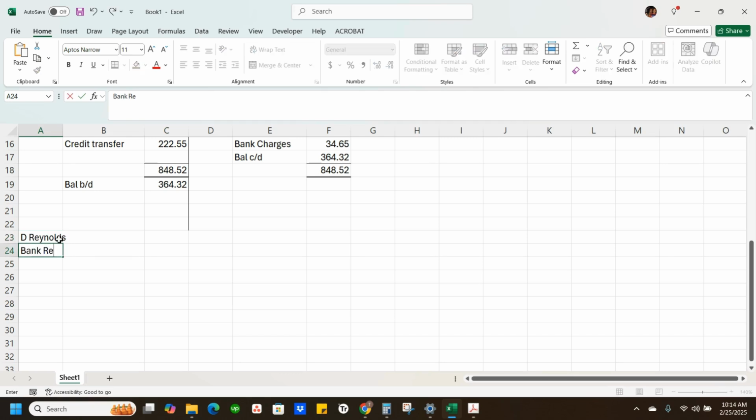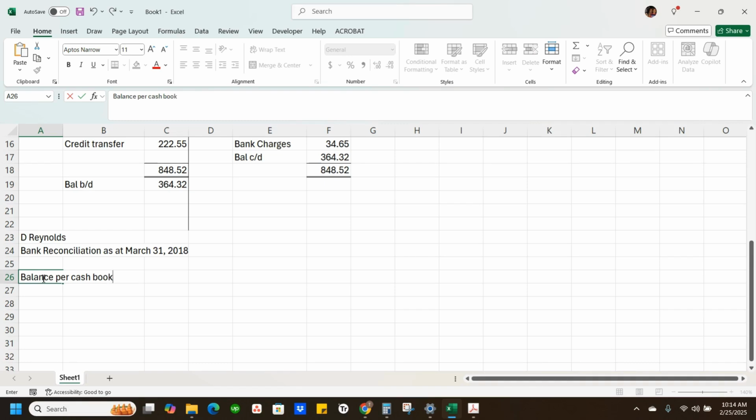This is our bank reconciliation as at March 31st. Because this is the month end, we have to put March 31st, 2018. Again, we start off with our balance per cash book.